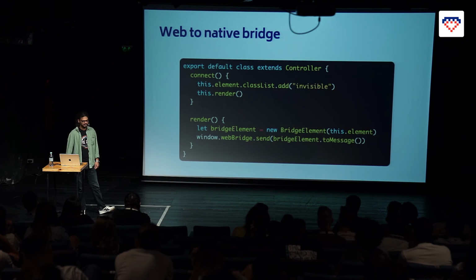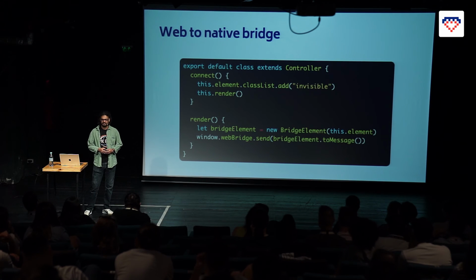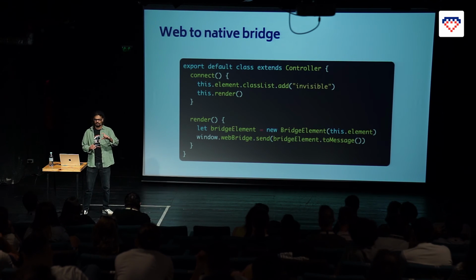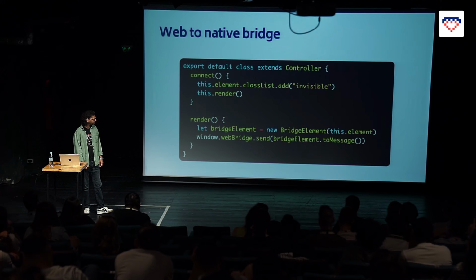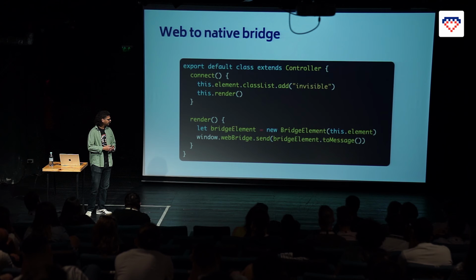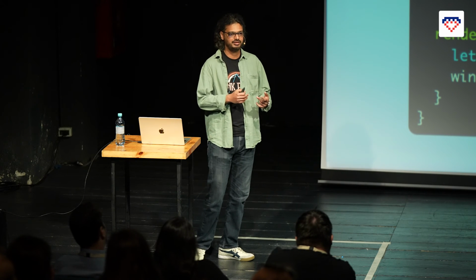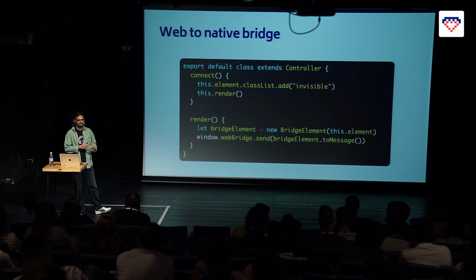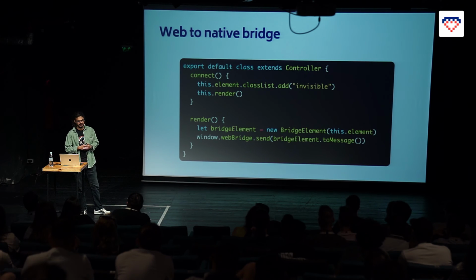And this is what the Stimulus controller looks like. When this controller is connected to the DOM, the connect method is called. The first thing we do is add an invisible class, because we don't want this to be seen in the web UI. And then to render it, we'll just create a bridge element instance with this element. I don't want to go too much into what bridge element actually is. It's just a simple wrapper that encapsulates those data attributes that I showed you on the previous slide. It also uses a meta attribute on the document to determine which platform it's running on. So it's just some encapsulation of basic logic around that stuff.